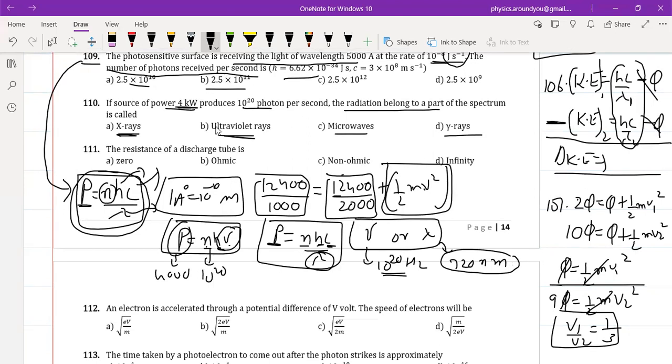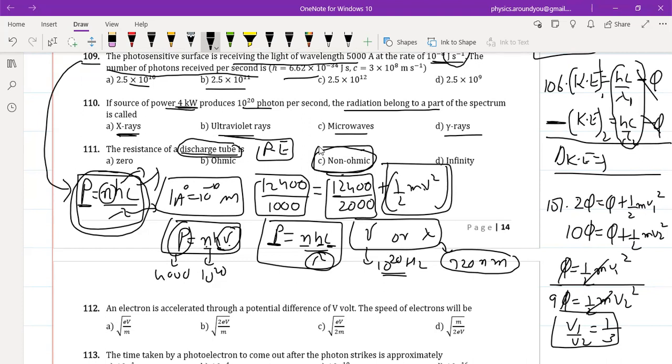The resistance of a discharge tube. Okay, a discharge tube is the tube used for the photoelectric experiment setup. If you remember a quartz tube, a glass window, an emitter and collector, etc. That is a discharge tube. The resistance of a discharge tube is non-ohmic. We cannot express it in terms of V by I.